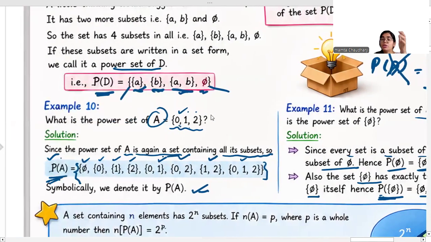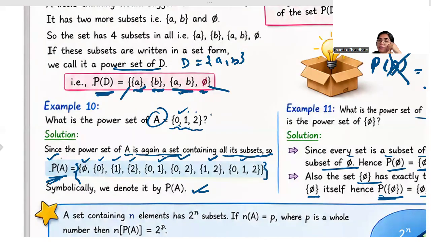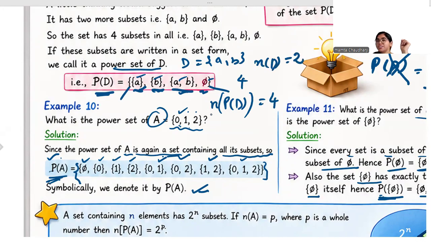Okay. So now how many elements? These are called elements. Like here for D, there were 2 elements, A, comma, B. And in its subset, how many elements are there? 1, 2, 3, 4. There are 4 elements in its subset. It means what we can write? Cardinality of the power set of D is 4. Cardinality of set D is 2.